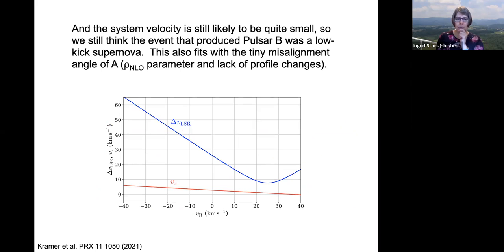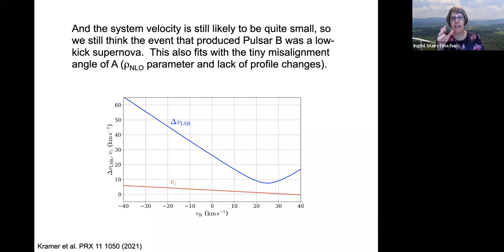So just to finish up, one other thing that we get out of the timing solution is the system velocity. And that's quite small, right? It's only 10 or so kilometers per second. And we don't know what the radial velocity of the system is. That's just not knowable. We have no spectral lines to go with. But given where it is in the galaxy and reasonable assumptions that it was probably from some Maxwellian distribution of velocities, the overall velocity of the system is probably quite small also.